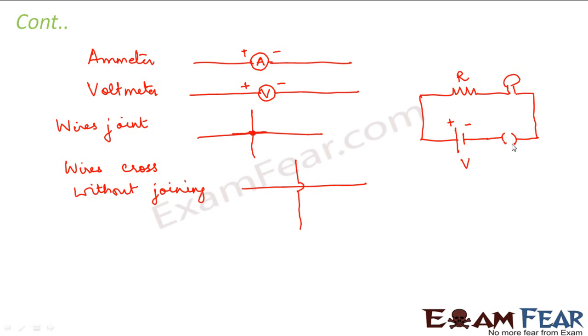This resistance is of resistance R. This is a battery which can produce a potential difference of V volts, and this is a key. As long as the key is open, there will be no current flowing in the circuit, so the bulb will not glow. Now as soon as you close the switch, as soon as you switch it on, what happens? The bulb starts glowing. Right? So this is how we draw circuits with the help of these conventional symbols.